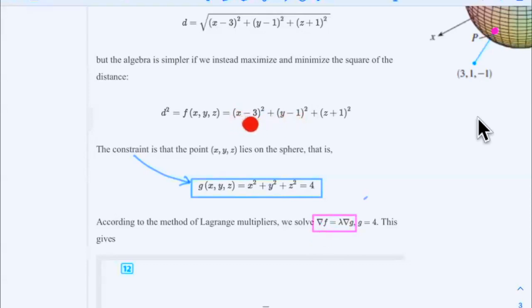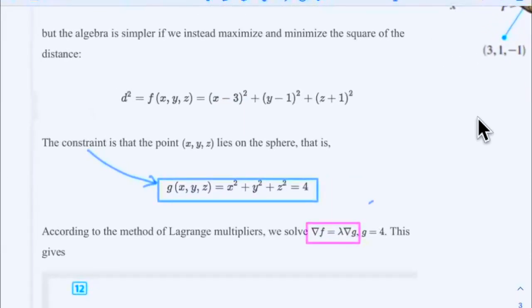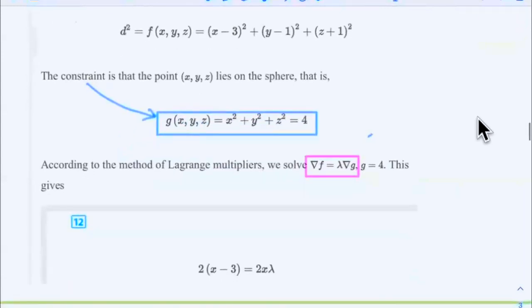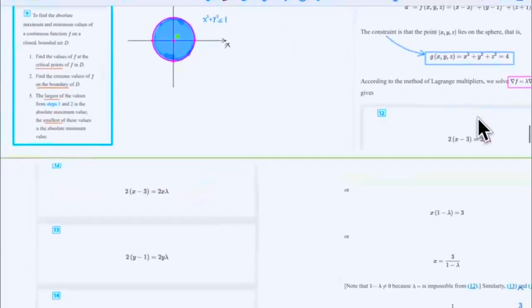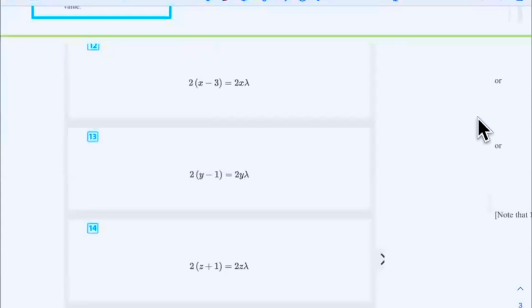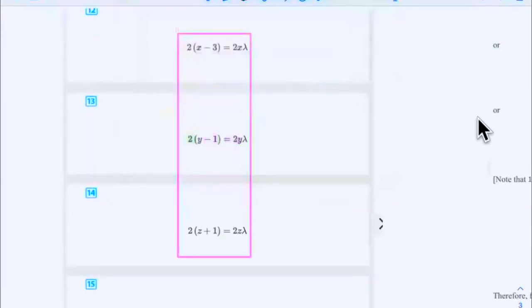Differentiate this with respect to x, what do you get? 2 times x minus 3, yeah, you got it. And then equal to lambda times, what's the partial derivative of g with respect to x? 2x, yes, you got it. So you will get 2x times lambda, right? Similarly, you take the partial derivative with respect to y, and with respect to z, and you get all of this. You get these 3 equations over here, together with this constraint equation.